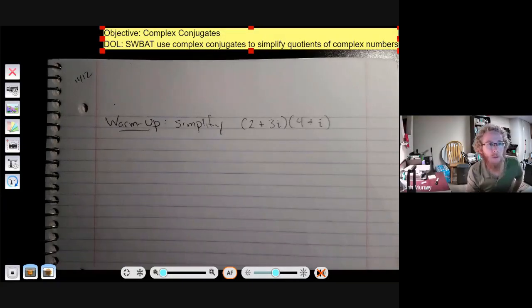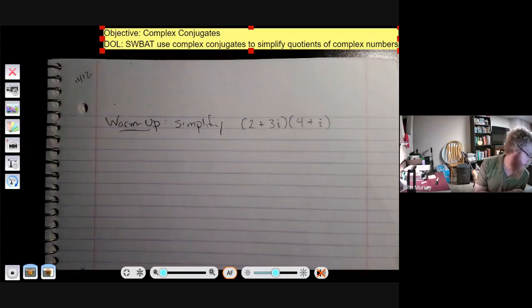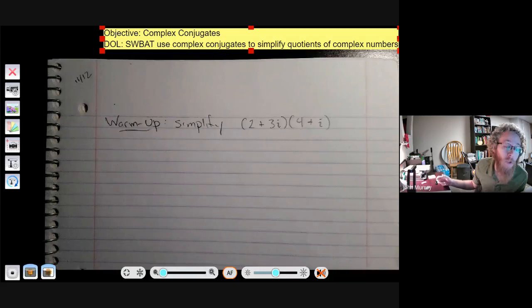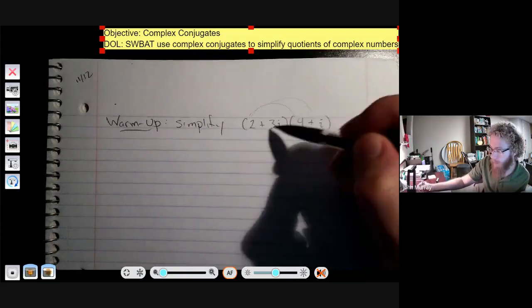All right, does somebody want to type into chat, or if you would like to unmute yourself, what would be 2 plus 3i times 4 plus i simplified? Is it a polynomial? So, right, we would be kind of doing it like two polynomials, right? So you got to FOIL.